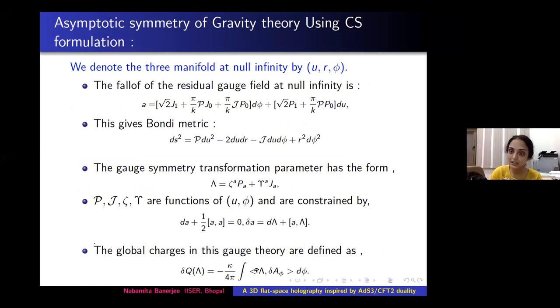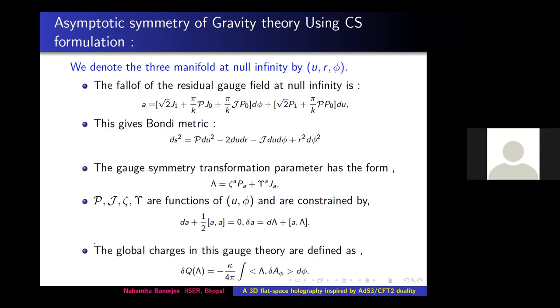And then, Niloy, you have to basically implement these conditions at R equal to RC and find these parameters in terms of P and J, and you will get the algebra at R equal to RC. So this prescription will tell you how to map the two theories at any value of RC. Okay. Yeah. Good.